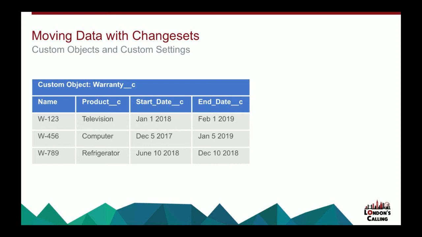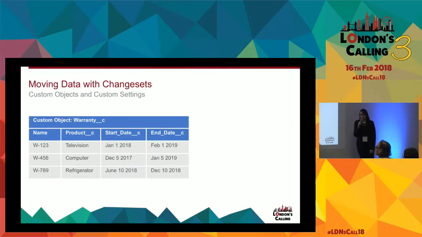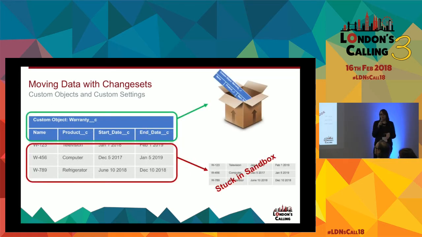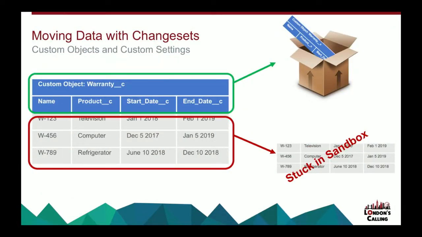And like a good admin, I'm doing this in a sandbox first, and later I want to push it to my production org. So the first thing I do is I create a warranty__c custom object. And I create some fields on that object, and I create some sample data in that table. When I'm ready to push this to production, I can't push the whole thing to production in a change set. I can push the custom object, and I can push the fields on the custom object, but I can't push the data rows. And that makes sense, right?